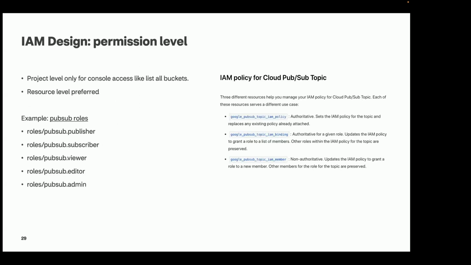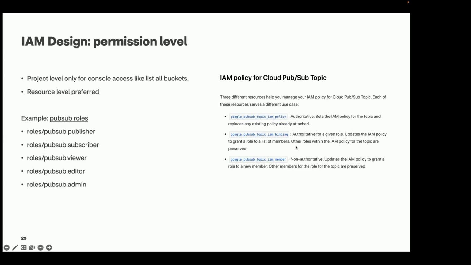And a little bit about permission levels. There are two levels of permissions. In project level, you only give console access, like list all the buckets, and you should prefer to give permission at resource level. For example, PubSub is the messaging service for Google. There are different kinds of roles. These roles can be given at project level and resource level, meaning a PubSub topic level. Because it's a shared environment, you want to give them only at resource level.